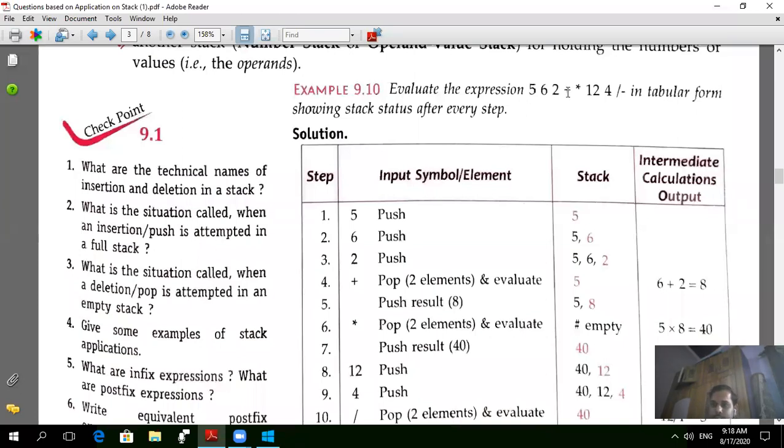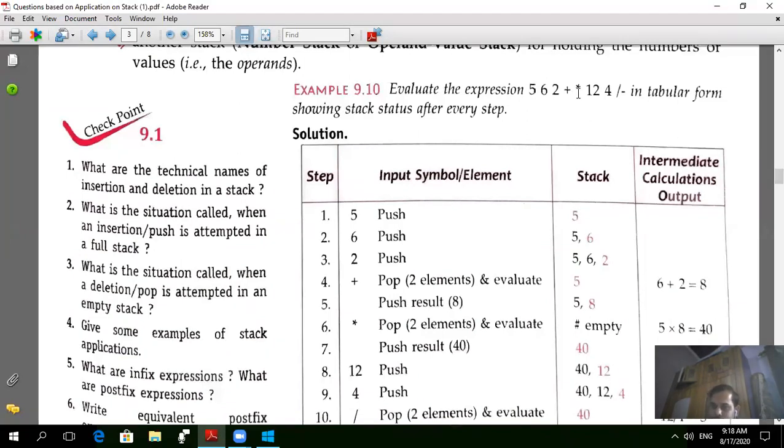Then a plus sign is given. Plus is an operator, a binary operator, so here we need 2 elements: pop 2 elements and evaluate. So 6 plus 2, the result is 8. You have to push 8, so 8 will come into the stack. After the evaluation, whatever result you get, you have to push this result into the stack. Now 5 and 8, so 8 is the topmost element.